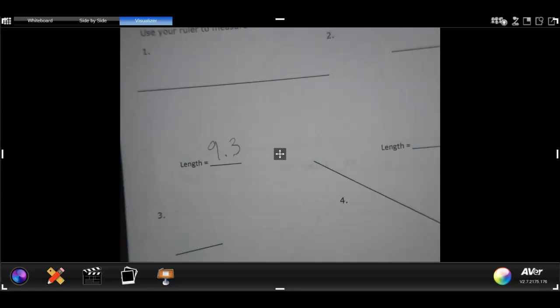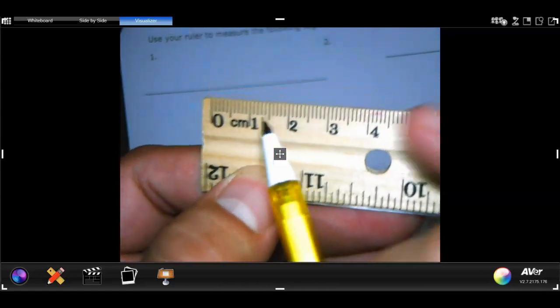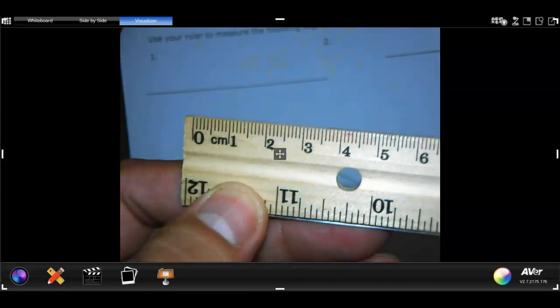So again, every little tick mark is 0.1. Okay, on the centimeters, every little one of these is 0.1. Okay, so just so you know.